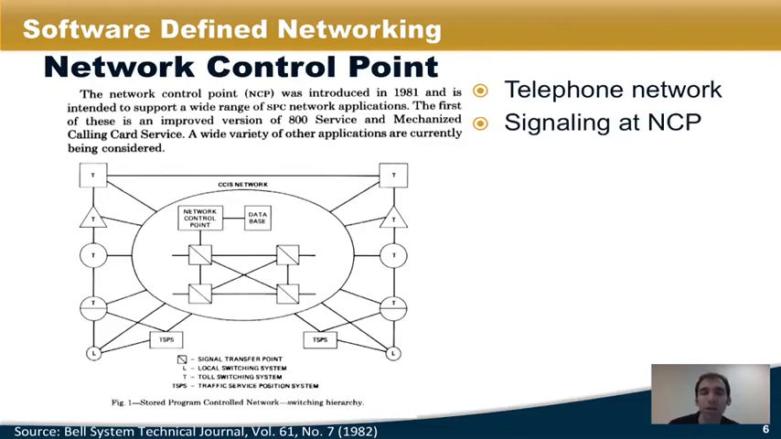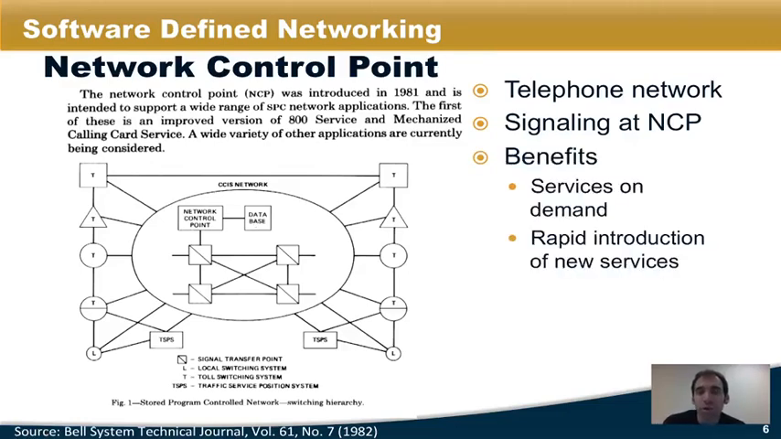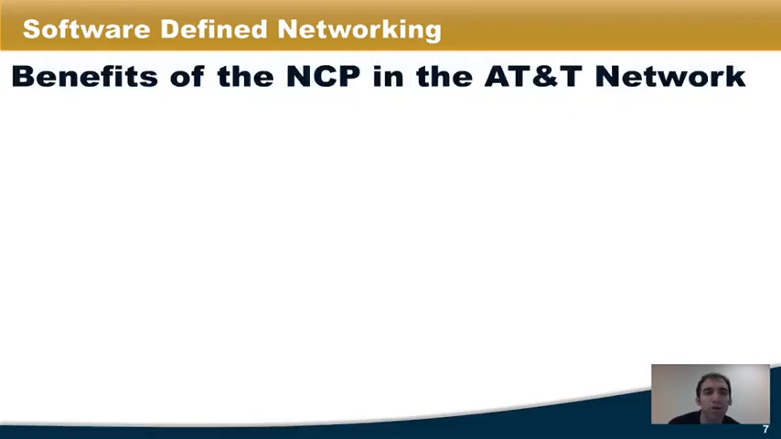So the idea was that all signaling would go to the network control point, or the NCP, which could also talk to a backend database, which could have additional auxiliary information about customers. So benefits of this particular technology were the ability to deploy specific services on demand, and also, more importantly, rapidly introduce new services, whereas in the past it might have taken quite a bit longer to deploy a new service.